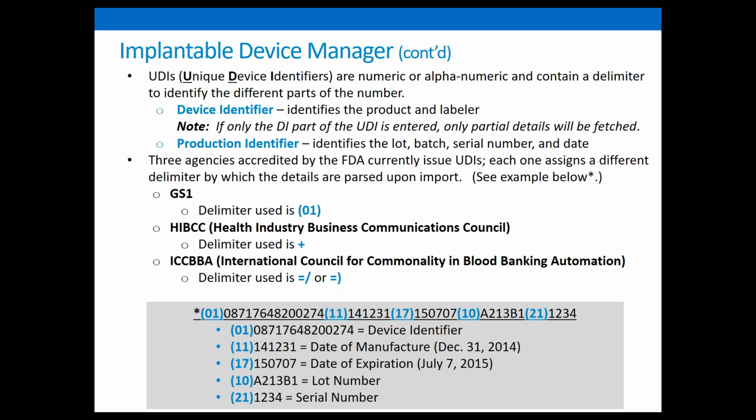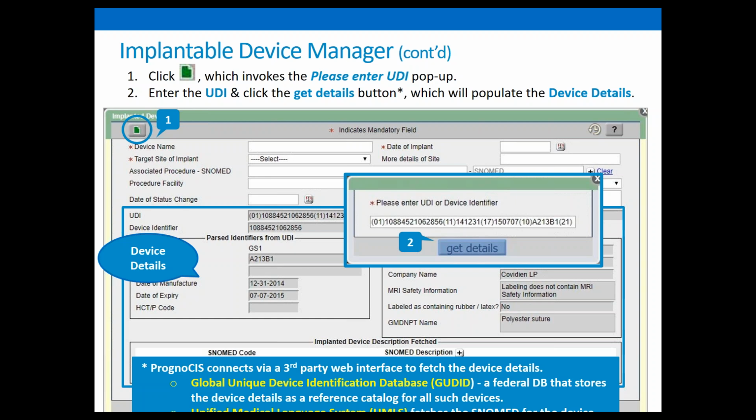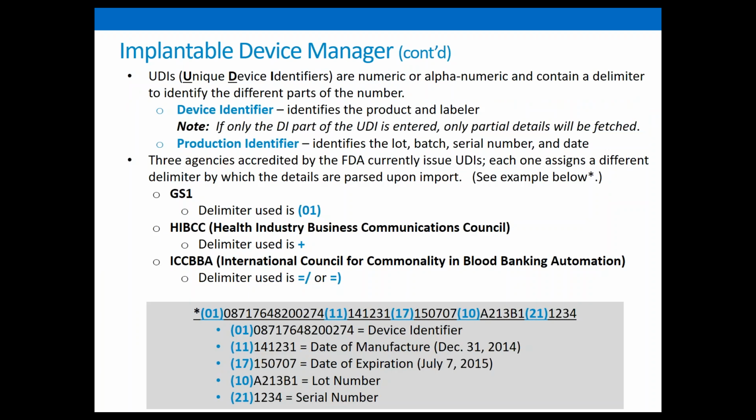So breaking it out for you just to understand, if you're going to use this feature, you have two choices. You can either use the entire number or just the first part of it. So this overall entire string that you enter here is called the Unique Device Identifier. But that is composed of two different pieces. The first part is the device identifier. The second part is the production identifier. You can enter either the entire number or only the first part. Now, if you enter only the first part, you're not going to get all of the details from the federal database. You will only get part of it.